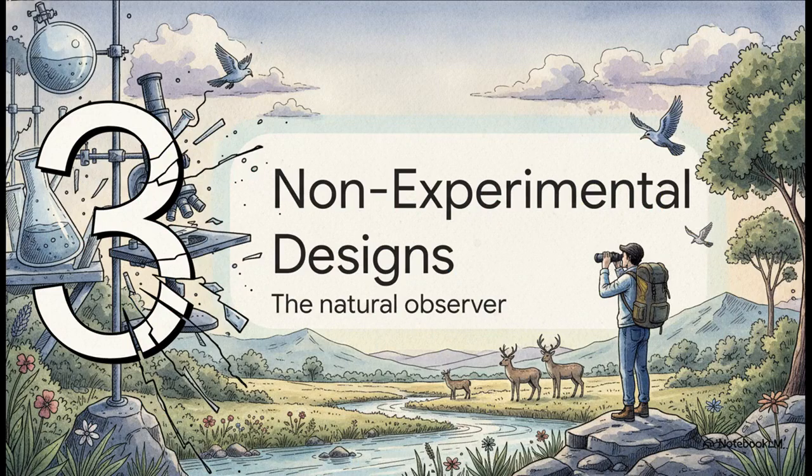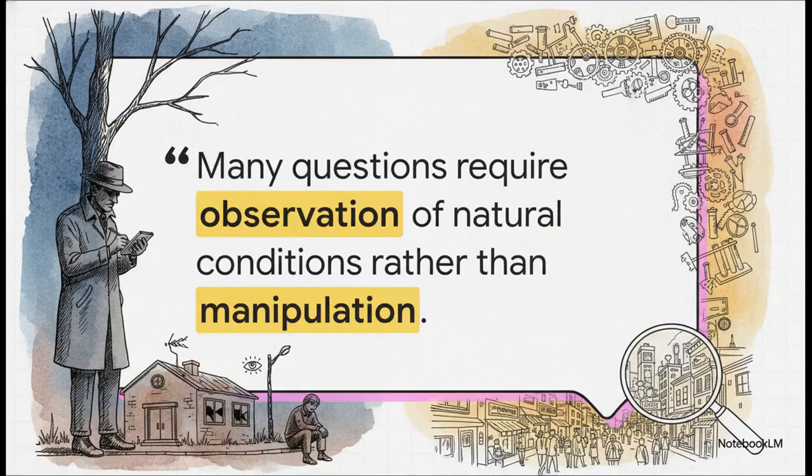Section 3. Non-experimental research designs. Okay, time to shift our narrative arc entirely. We are leaving the highly controlled lab and stepping out into the wild as the natural observer. This is the realm of non-experimental research designs, and we use these when manipulation is impossible, unethical, or just plain unnecessary. As the sociologist Earl R. Babbie so perfectly put it, many social research questions require observation of naturally occurring conditions rather than experimental manipulation.